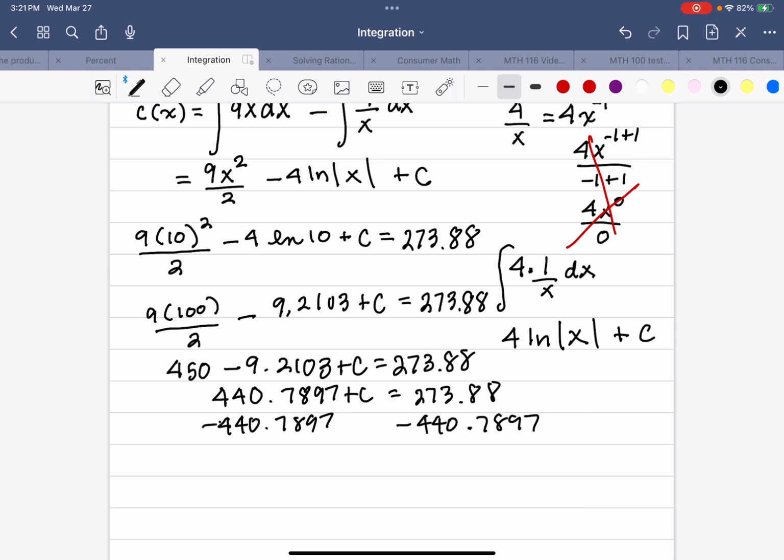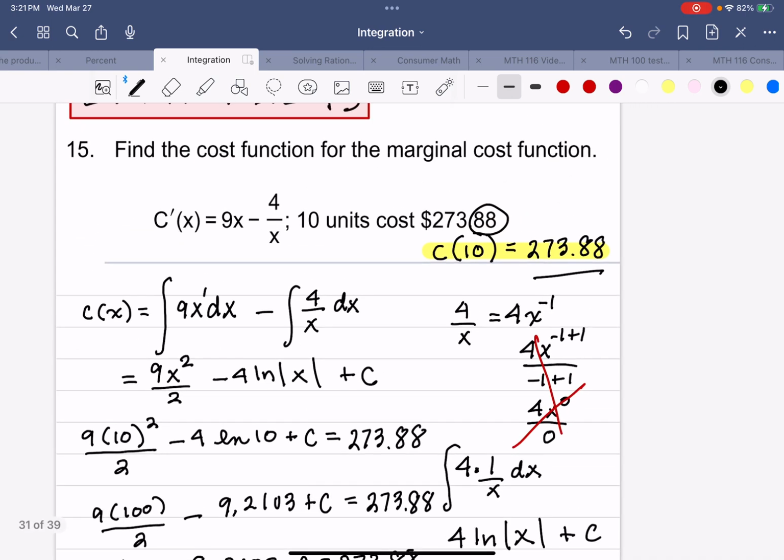and my c is going to be 273.88 minus 440.7897, negative 166, and to 2 decimal places, 91 cents. So that's why I've been cautioning you all along not to assume that that C is going to be this given value.